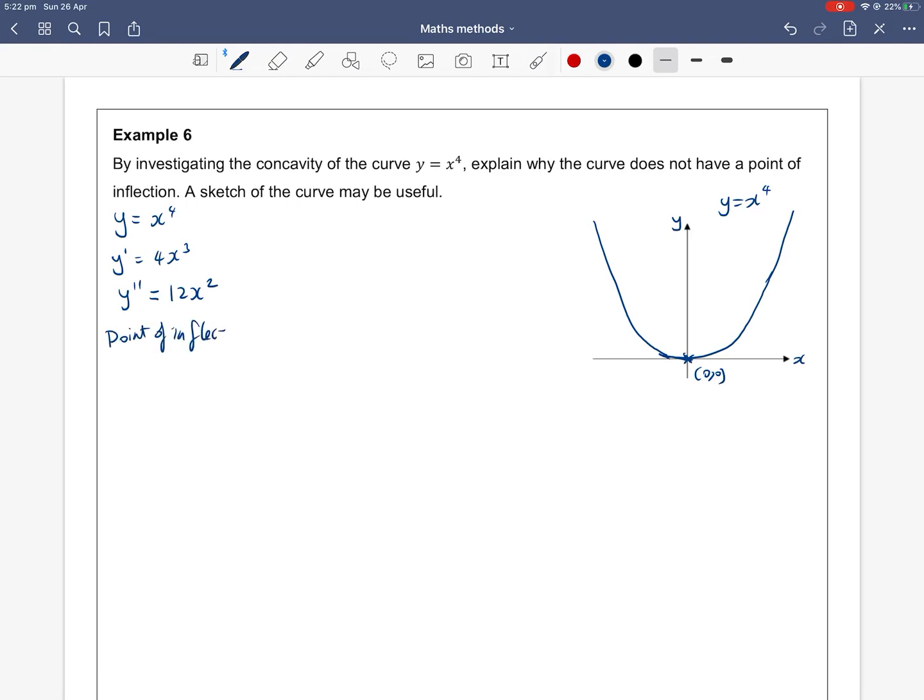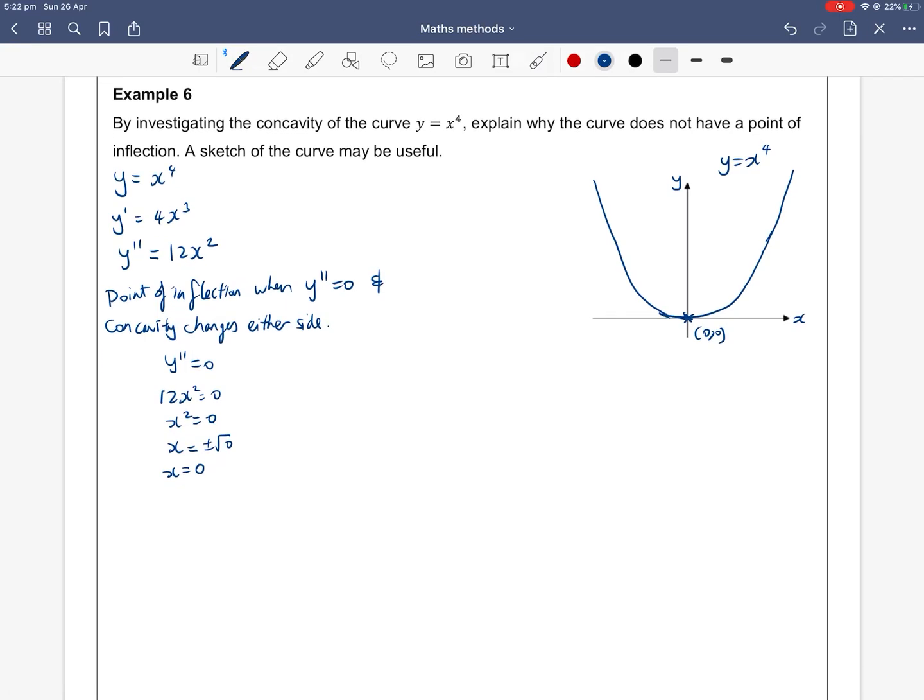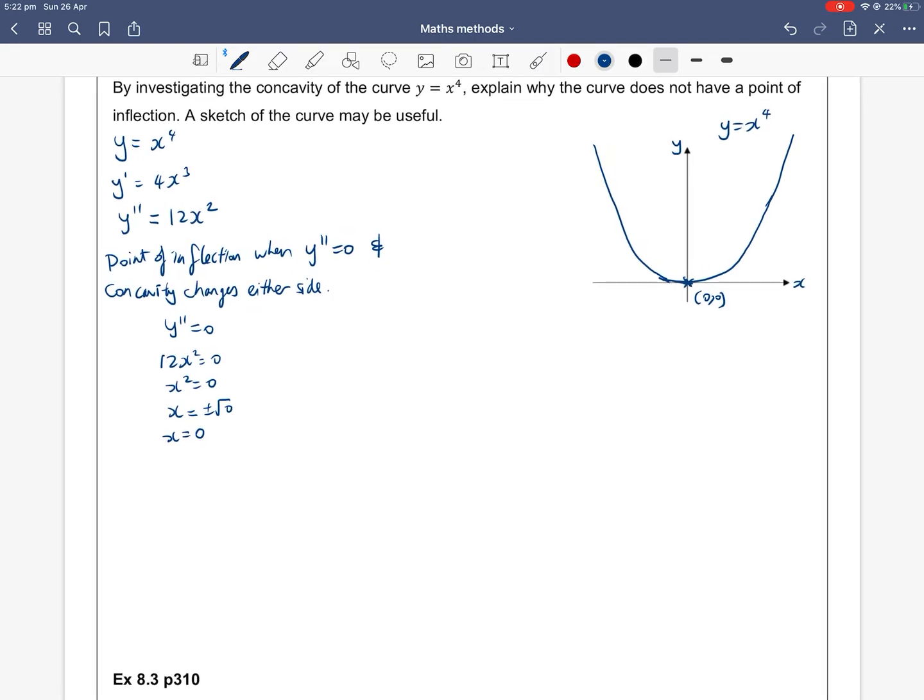So by definition, a point of inflection occurs when your second derivative equals 0 and concavity changes either side. Well, if y dash dash is equal to 0, so that's 12x squared equals 0, so x squared equals 0, so x is plus or minus square root of 0, which in other words is just 0, right? So we have one theoretical point. Well, we need to check the concavity as well.